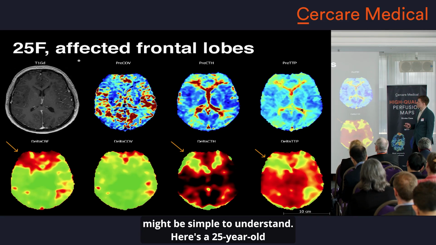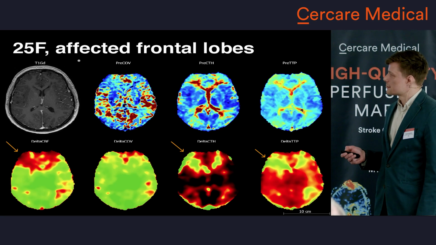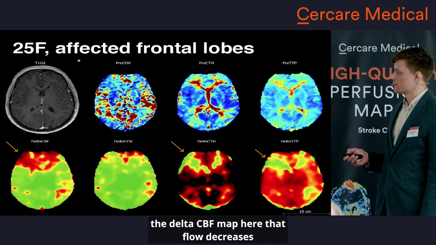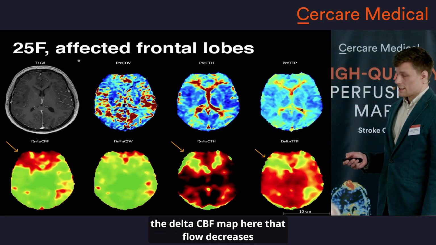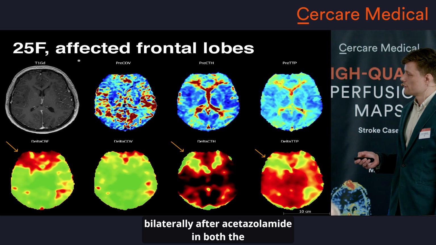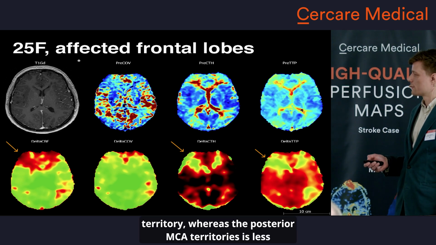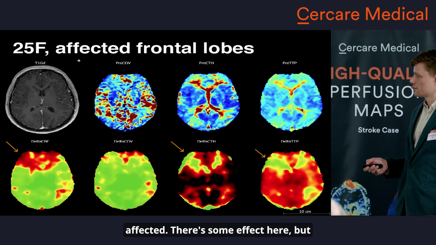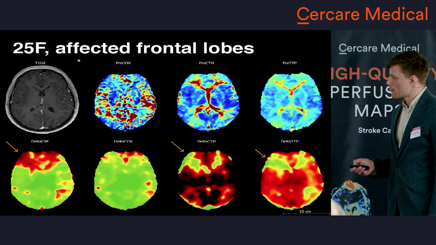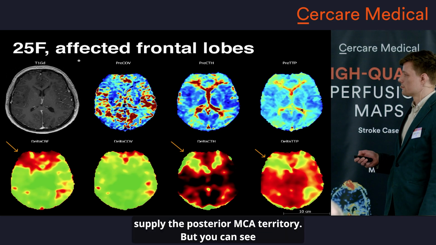Here's a 25-year-old female with bilateral Moyamoya. She has mainly affected frontal lobes. So you can see in the delta CBF map here that flow decreases bilaterally after acetazolamide, and in both the watershed zones and the anterior ACA territory, whereas the posterior MCA territories is less affected. There is some effect here, but there's probably a lot of or sufficient PCA collateralization from the posterior to supply the posterior MCA territory.